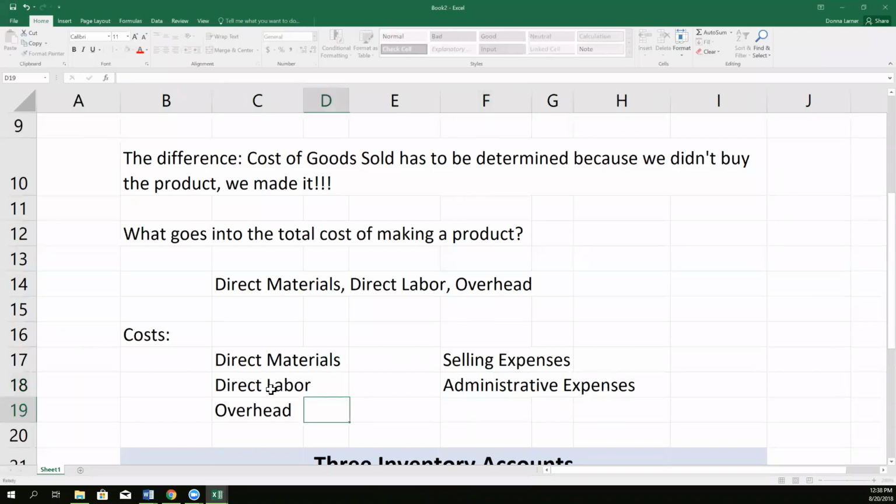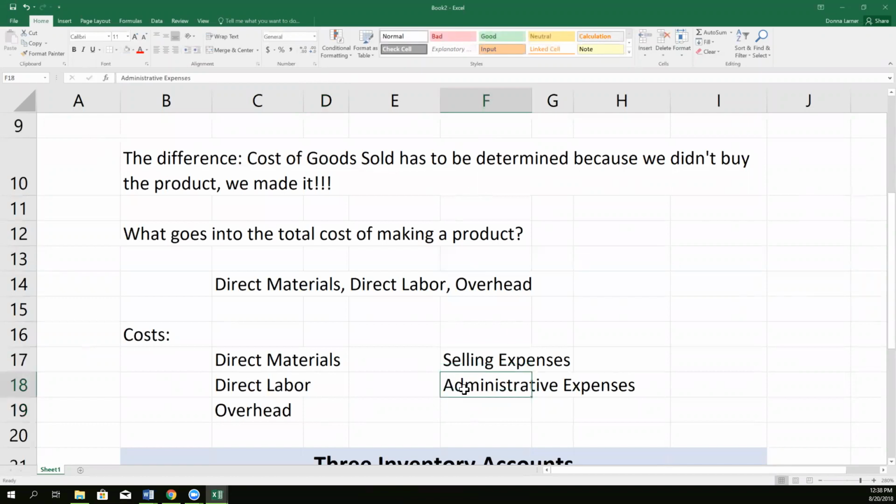Okay, I want you to remember that selling expenses is not one expense. It's a category of expenses: sales commissions, advertising expense, various things that go into selling. It could be the depreciation on the equipment in the store.